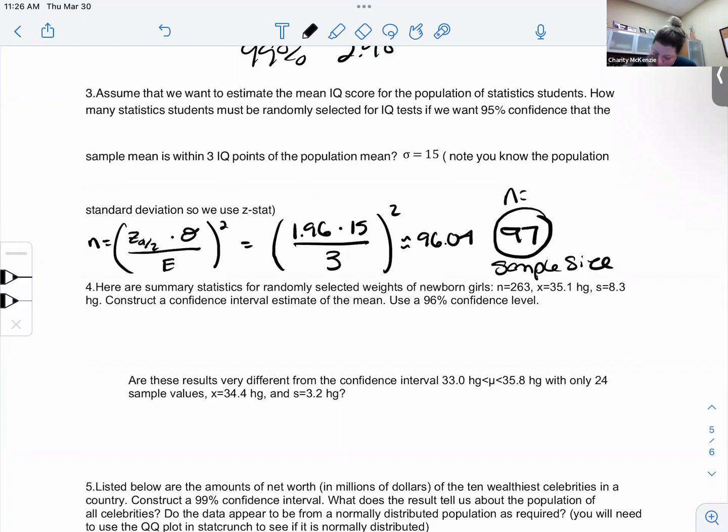So, all right, this number 4. Here's a summary of stats for randomly selected weights of newborn girls. So we had a sample size of 263, so we don't have to find the sample size because we were given it. This should have a bar on the top. It disappeared. It's a mean. X bar mean 35, so that's our sample. And a standard deviation of 8.3. Construct your confidence interval at a 96% level.